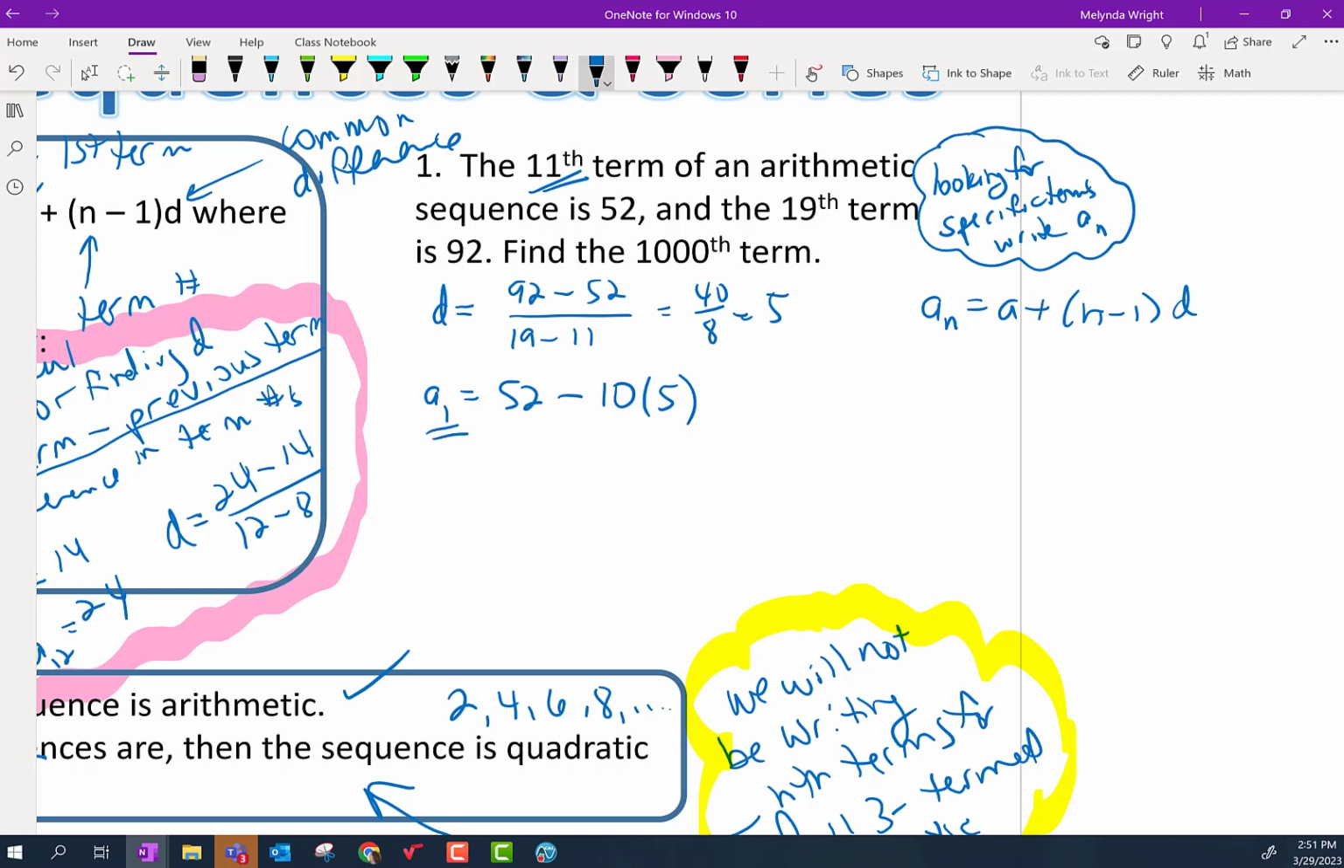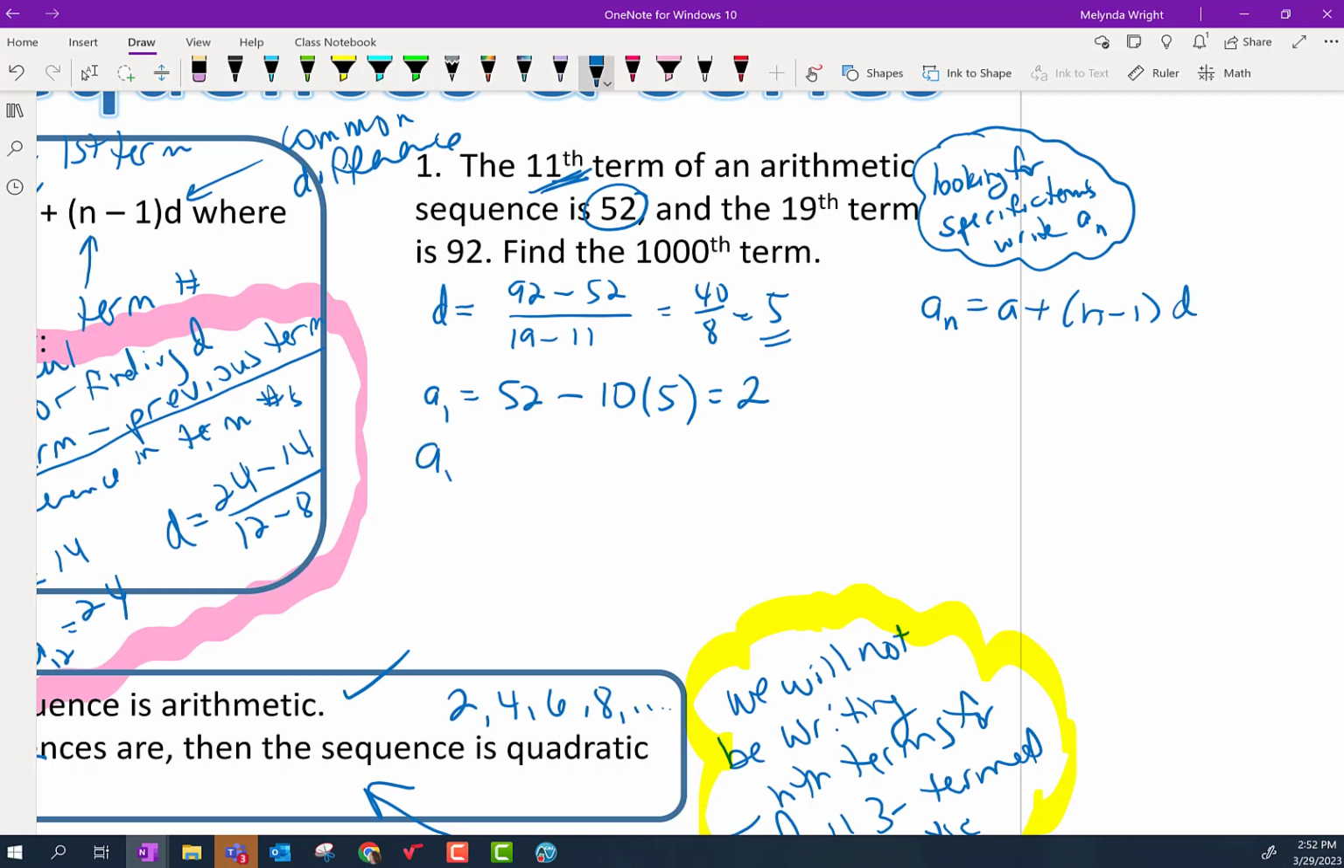So I'll say that again. To get the first term, you take one of the terms you have. In this case, I took 52, and I want to take away all the terms between the first term and the 11th term. Since I have the 11th term, I take away 10 terms and I get the first term. I multiply the number of terms I take away by the common difference, and that takes me back to my first term, which is 2. So that's one way to do it.